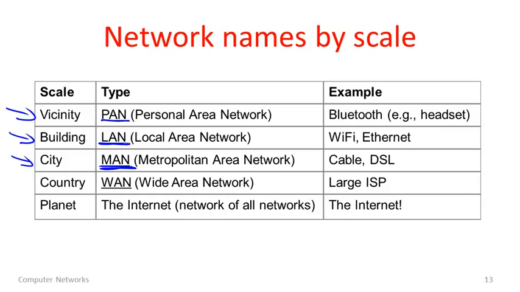You might have heard of a MAN, a metropolitan area network, though this term is less common. The cable and DSL networks that connect all of the houses in the city are examples of this. Some networks operate at a country scale. A WAN, a wide area network, is such a network, and a large ISP is a good example of a WAN. And of course there's a network which operates at the planetary scale, which we'll call the Internet. It's really the network of all networks, and that's the thing we're after.